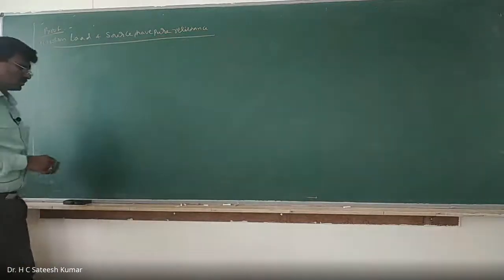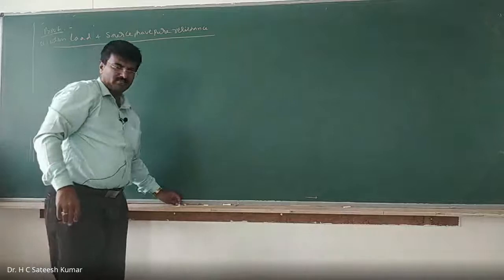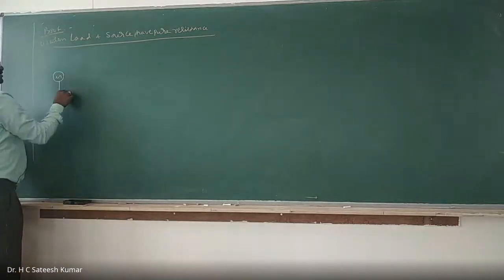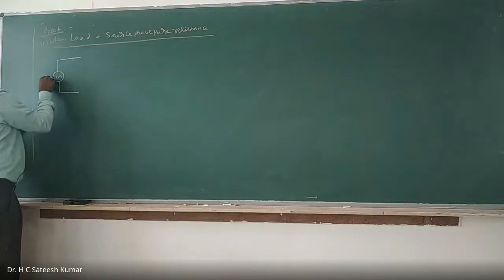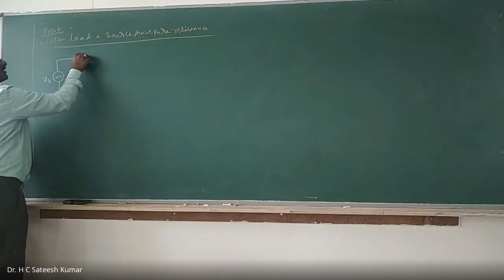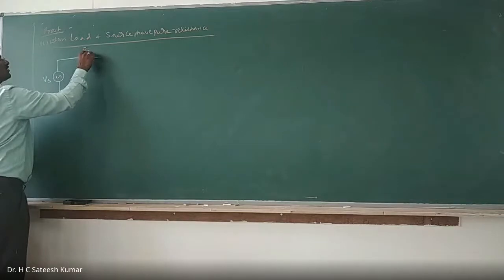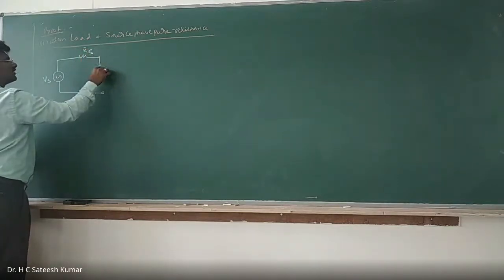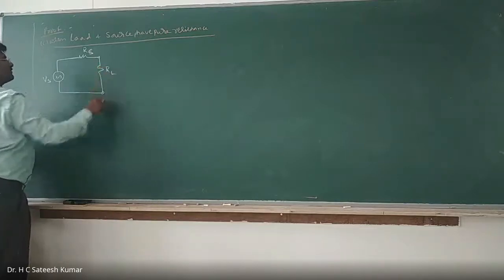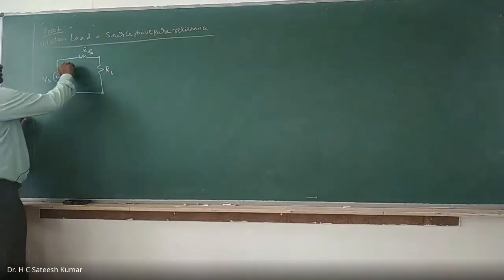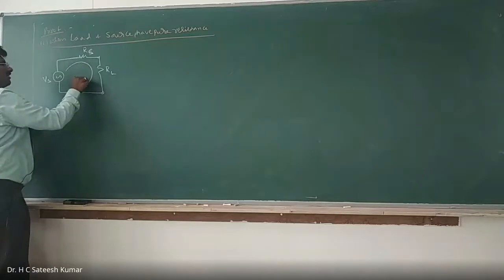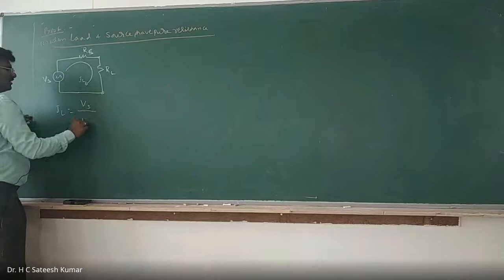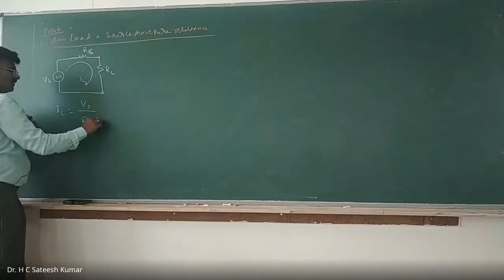So how to do this problem? Let us consider a voltage source Vs. The source is having the resistance, let us say Rs, the source resistance, and the load is also having the pure resistance RL. Now find out the current IL. IL is equal to Vs divided by Rs plus RL.